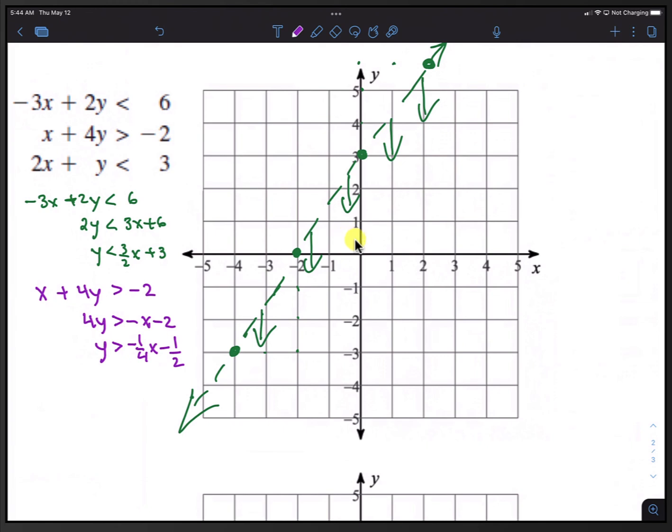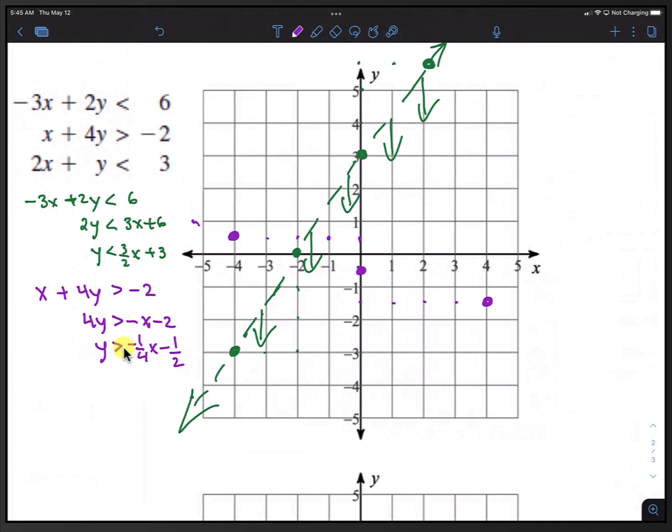Okay, all right, so let's graph that. My y-intercept is going to be negative 1/2. So negative 1/2 is here. And then my slope is down 1 and over 4. So let's go down 1 and over 4. 1, 2, 3, 4. Okay, and then let's go back the other way. So let's go up 1 and to the left 4. 1, 2, 3, 4. All right, so we've established these 3 points right here, and let's go ahead and draw the line between those points.